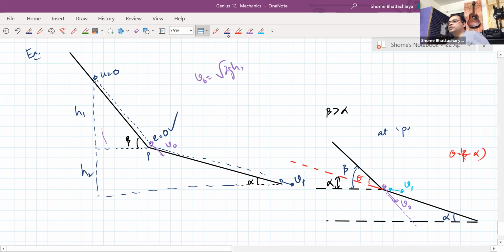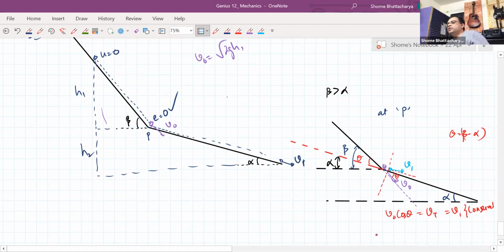So what will happen is the coefficient of restitution is 0. That means at this surface, this angle is theta, the same as that angle over there. So V0 cos theta is the tangential component, so that is conserved. And V0 sin theta was the approach velocity, whereas V separation became 0. That's why my final velocity is along that inclined plane.